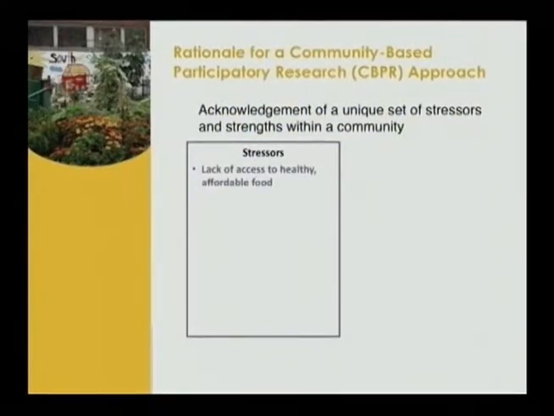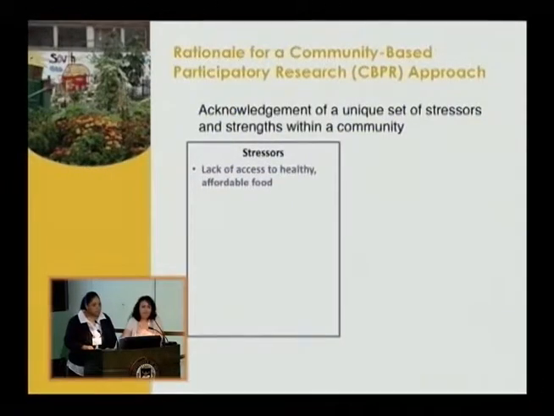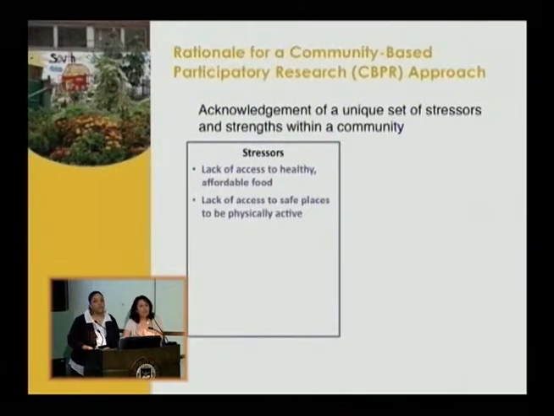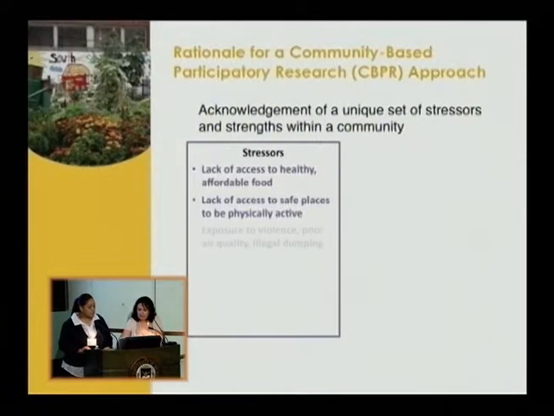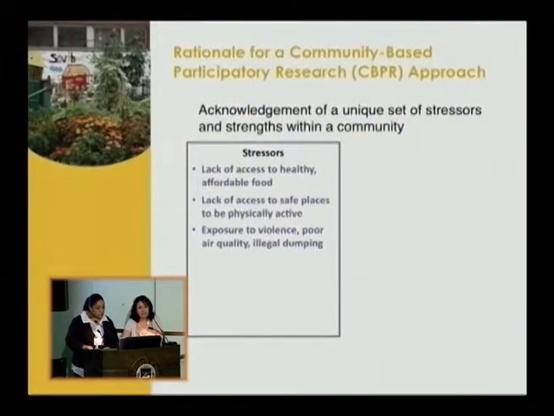The acknowledgement of stressors includes that there may be a lack of access to healthy and affordable food in the communities that we're working with. So if we're focused on diabetes or physical activity promotion, we need to be aware of the community. What are the local stressors? In Detroit, it is considered a food desert, and some of the URC-related studies have shown that there is a lack of affordable, healthy food, and the density of fast food available is pretty high. Also the lack of access to safe places to be physically active. Again, if we're promoting physical activity, where will people come together to be active in a safe place? Exposure to violence, poor air quality, and illegal dumping. These can translate into policy level practices within the city of Detroit or other settings.